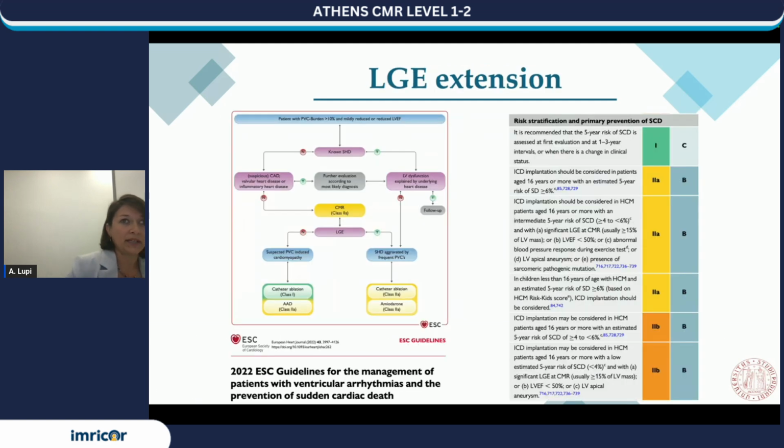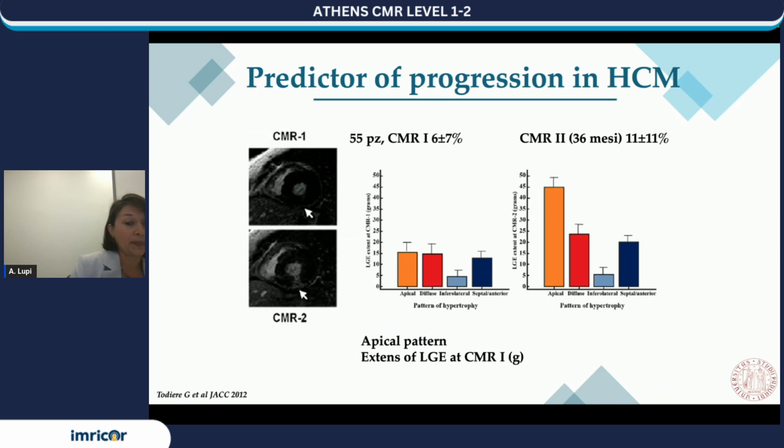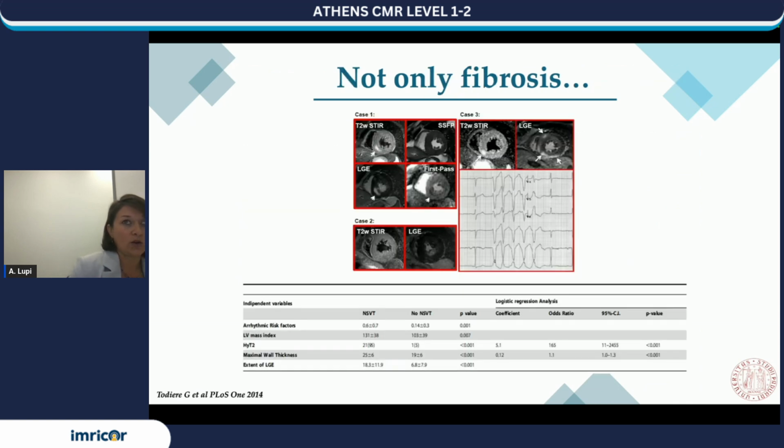But over time, it has become clear that it is not only the presence of LGE that matters, but also its extent, which plays a key role in risk stratification and also in the prevention of sudden cardiac death. This is particularly well established in hypertrophic cardiomyopathy, where LGE has both prognostic and also predictive value. But in these patients, we know that edema characterization is also crucial, since its presence is associated with more advanced disease and higher arrhythmic burden.